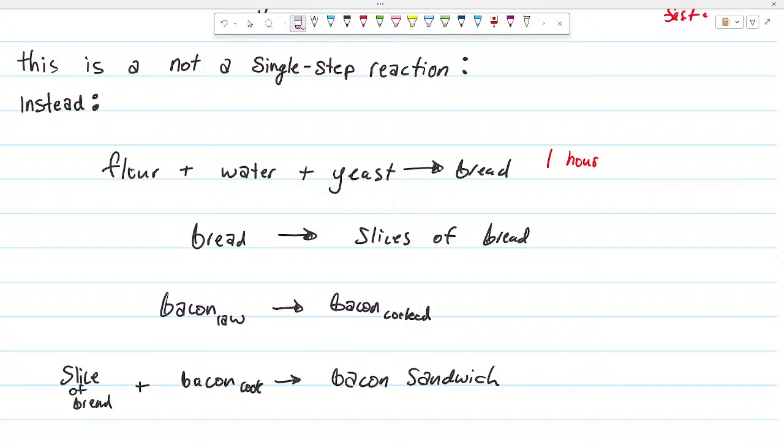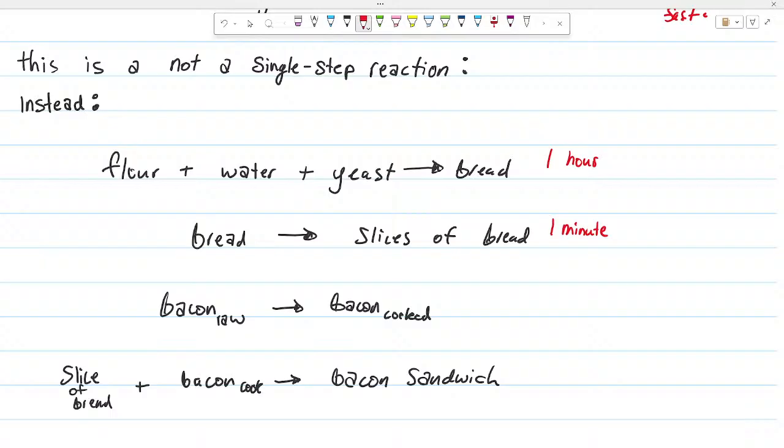What about taking bread and slicing it? Yeah, if even, right? I'm going to say 1 minute, right? Then I'm going to say this doesn't have to happen after that. This can happen all on its own, right? Does that make sense?